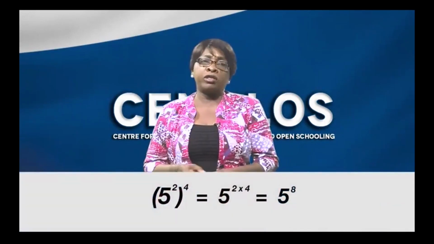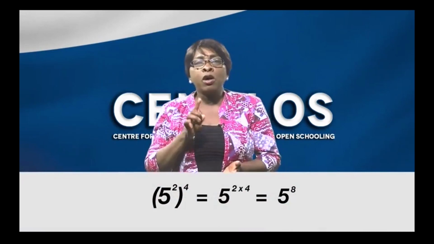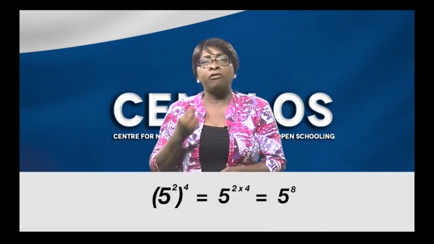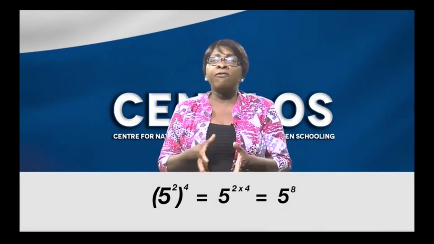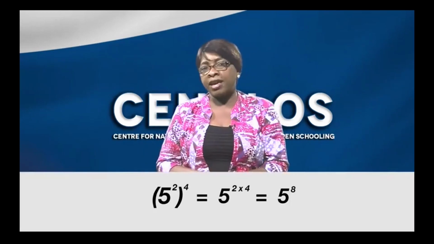So, for instance, you have to work 5 squared raised to the power 4. What do you do? Write down your base. Because there is one power outside the bracket and one inside the bracket, it means you have to multiply your powers. So you have 5 raised to the power 2 times 4, and your answer is 5 raised to the power 8.